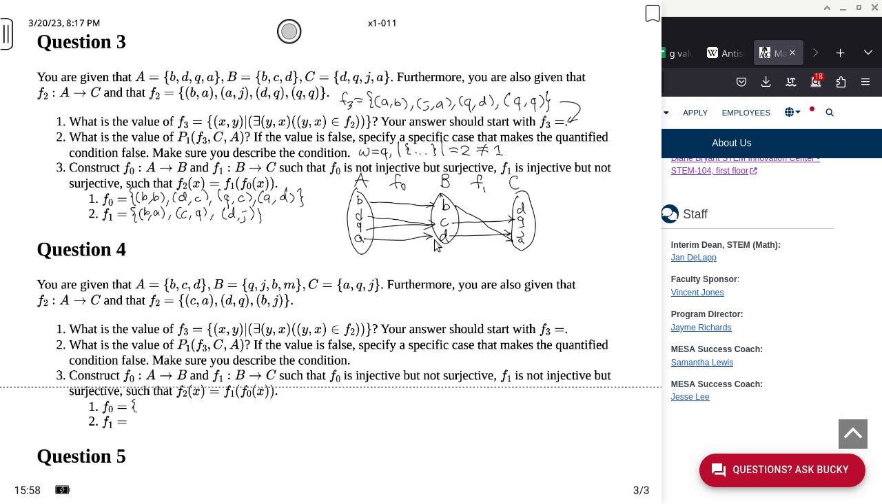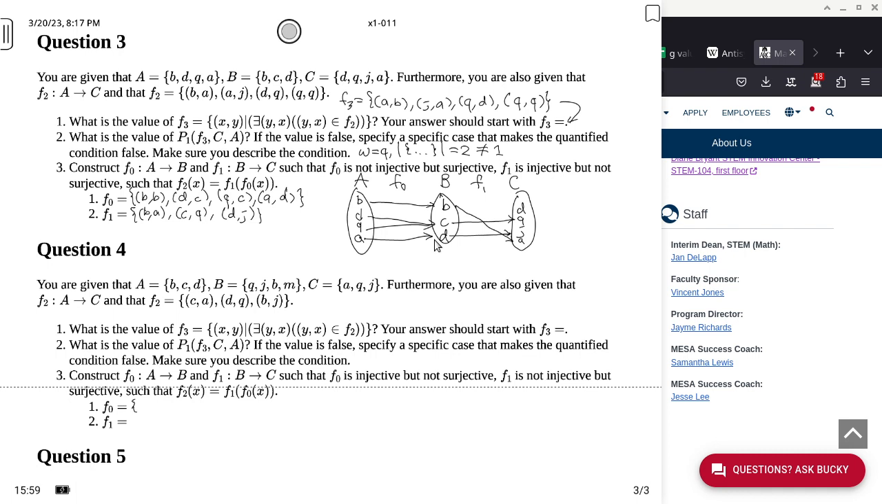But we want to double check. Is F0 indeed not injective, but surjective? Looks that way. We have both B and Q mapping to C, so it cannot be injective. But at the same time, everything in B is mapped to, so it is surjective. Then we look at F1. Is it injective but not surjective? The answer is yes, because in the mapping from B to C, every element in B maps to a unique element in C, so that makes it injective. But when you look at C, a particular element, I think D in this case, is not mapped to. So that makes it not surjective. I just double checked to make sure that everything is good. Are we okay so far?